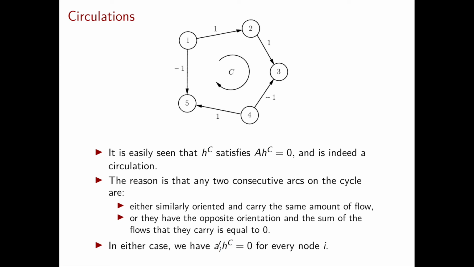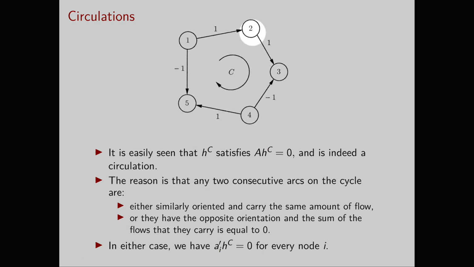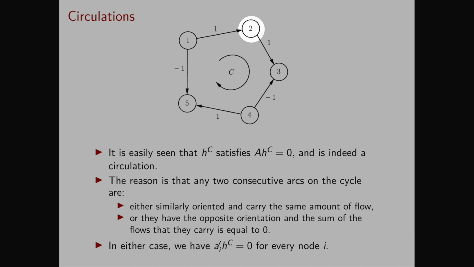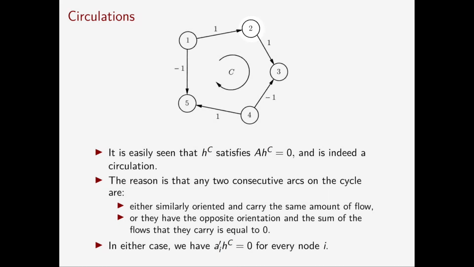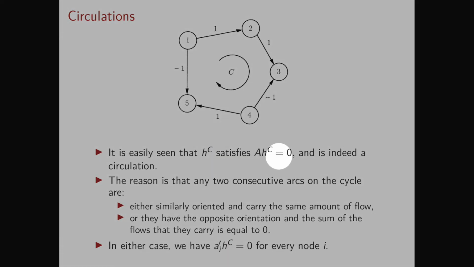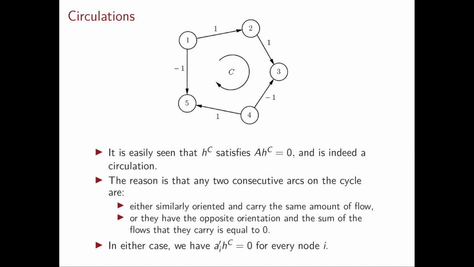Now let's consider the first case where the 2 arcs are oriented in the same way. These 2 arcs carry the same amount of flow, but one of them enters and one of them leaves the node we are considering. Therefore, the amount of flow that enters is equal to the amount of flow that leaves, and our flow conservation is satisfied at that node.